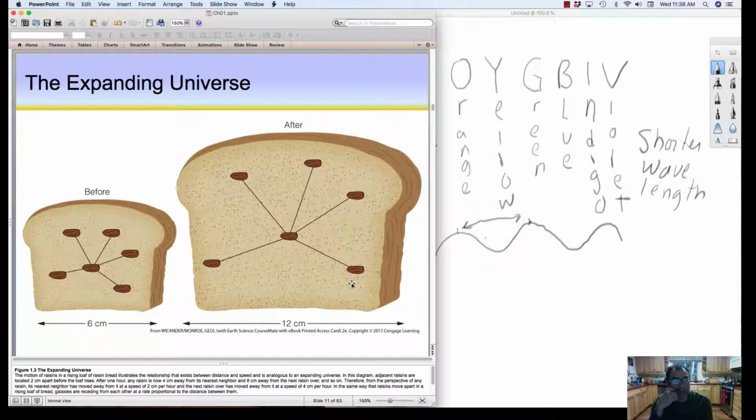When we bake bread, the yeast allows the bread to inflate, and so you can think of these raisins as galaxies, right? Before the expansion, the galaxies were maybe 1 centimeter away from each other, maybe half a centimeter for this one. But as the bread is baked and the yeast causes the inflation, the rising of the bread, we see that the galaxies are now farther away, right? So each one is farther from each other.